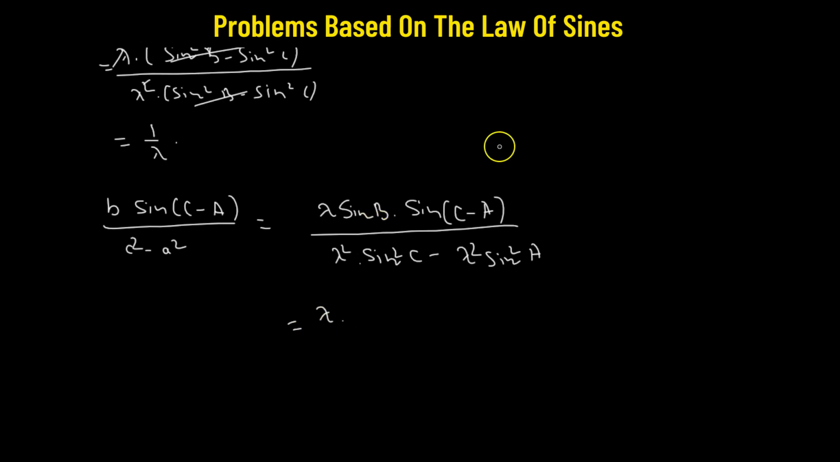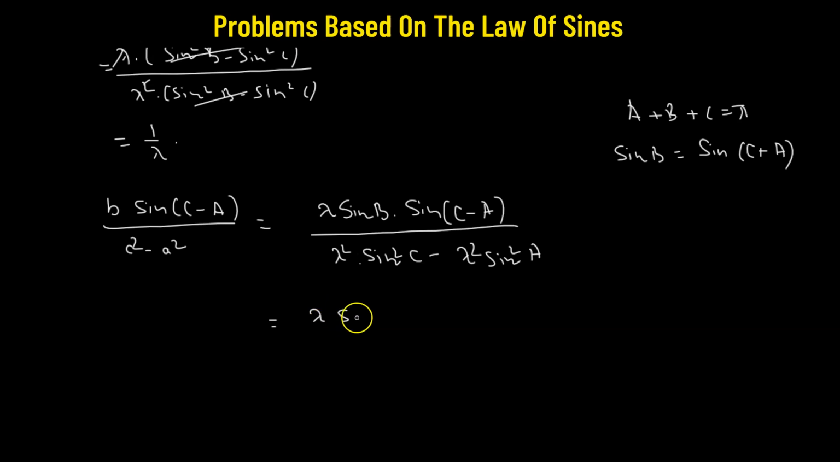Now, using the same idea that A plus B plus C equals pi, we can show that sine B will be equal to sine of (C plus A). So we can replace this value in the numerator. We have lambda times sine of (C plus A), multiplied by sine of (C minus A). Now in the denominator, we have lambda squared as the common factor, multiplied by (sine squared C minus sine squared A).